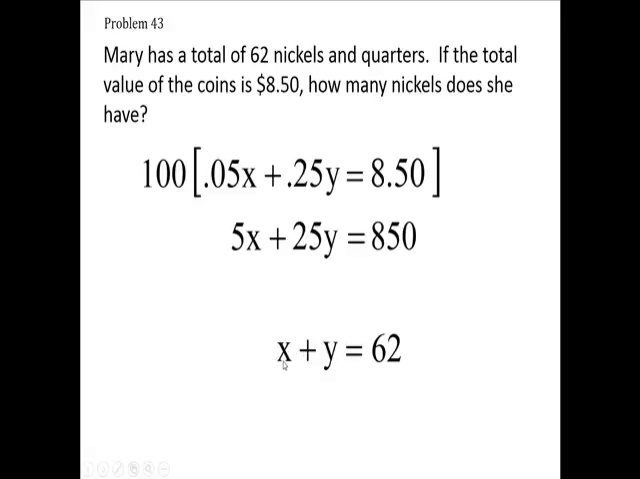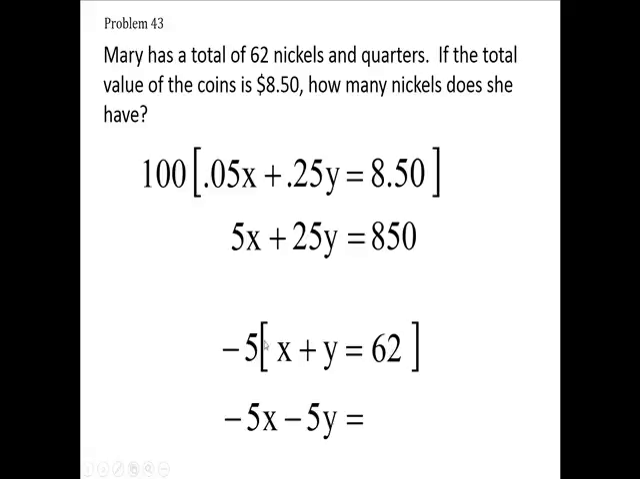Now, if you want to make equation 2 look like equation 1, I think I could multiply this by a negative 5. Why a negative 5? If you take negative 5 times x, you end up with negative 5x. Here you have a plus 5x. If you had a minus 5x, the x's would cancel. So what we need to get is a negative 5x. So we're going to do negative 5 times the x, negative 5 times the y, negative 5 times the 62.